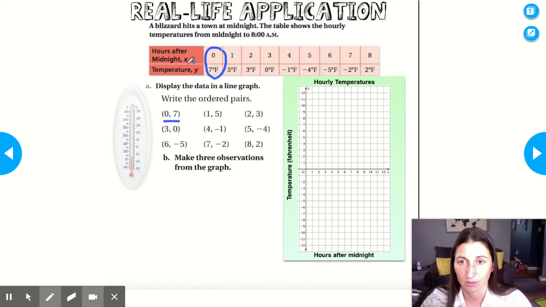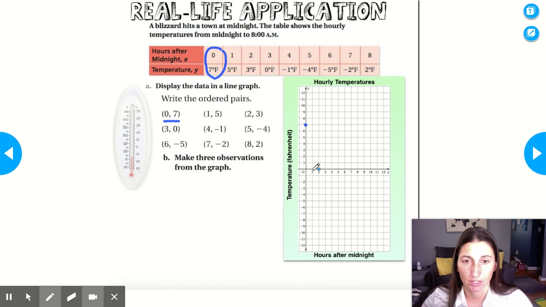So this is 0 as the x-axis and the temperature as the y-axis. And so we did that for each one of them, turning them into an ordered pair. Then once that's completed, you can go ahead and plot it. So we're going to go 0 across, right? So across first, and then up to 7. This is at midnight. This is the temperature, 7 degrees.